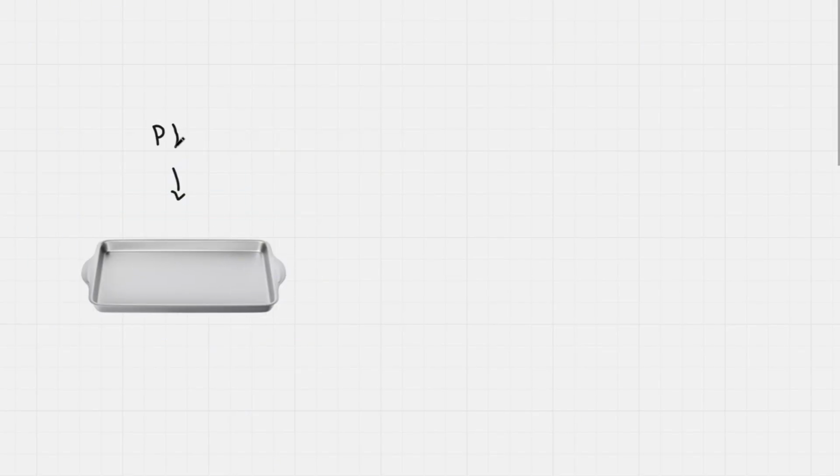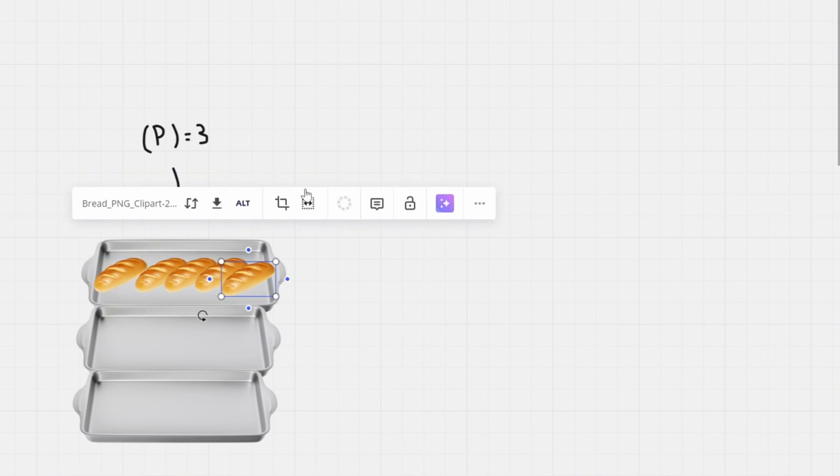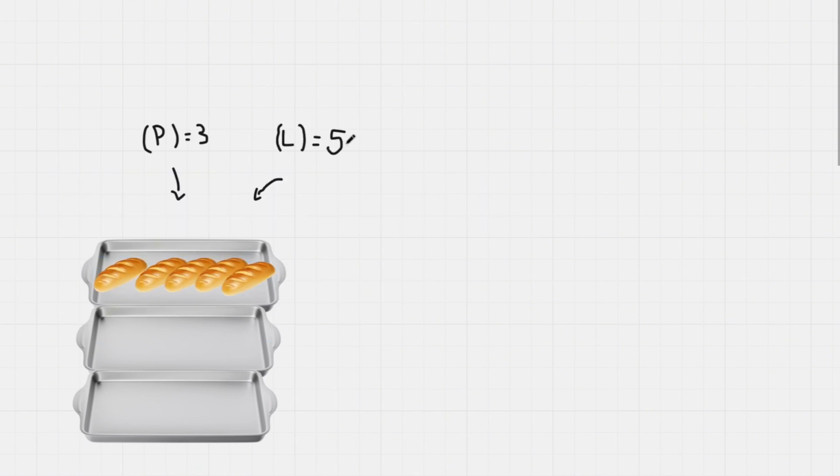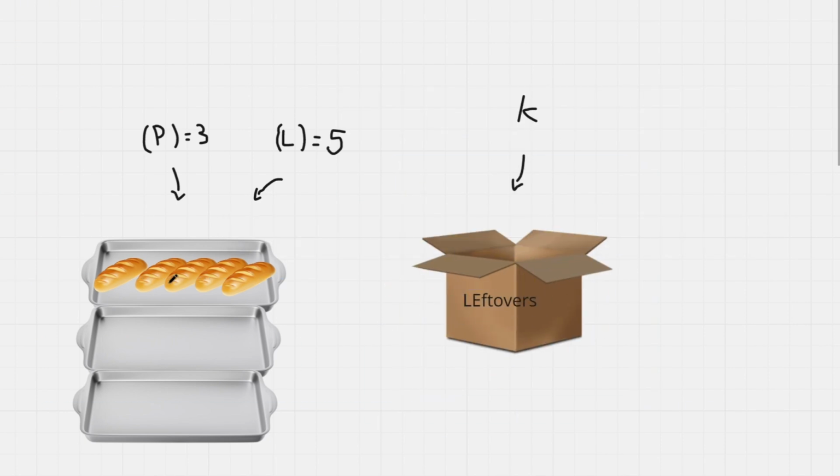This is a baking pan. And P represents how many baking pans there are. So there's 3, and there's 5 bread on each, which is L. So L will equal 5. This box is the leftovers, so probably from yesterday. So you're going to add those leftovers on top.